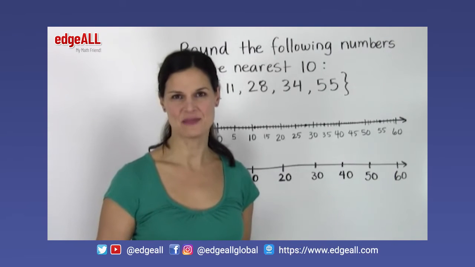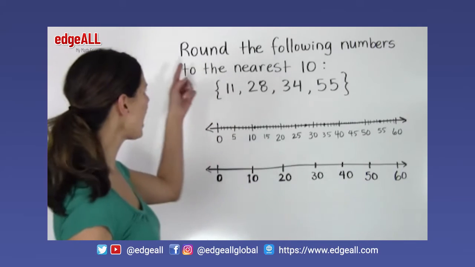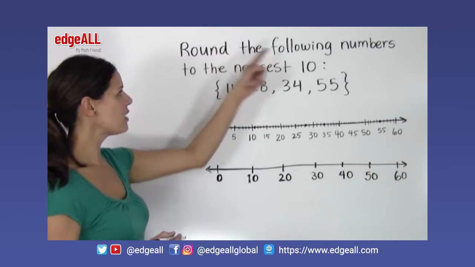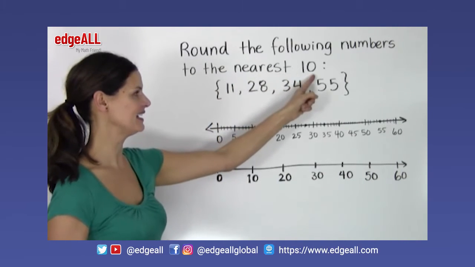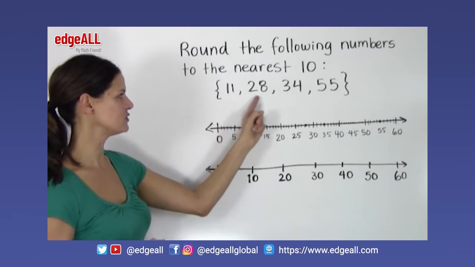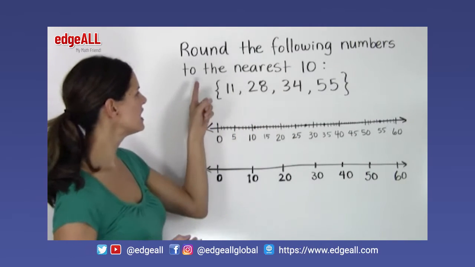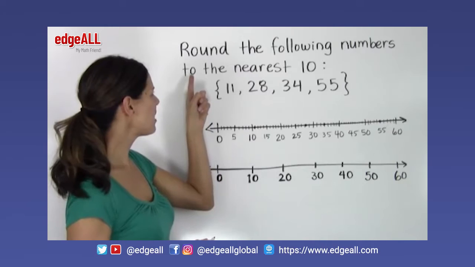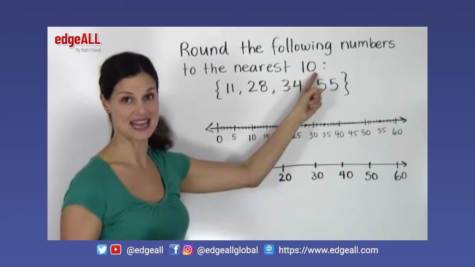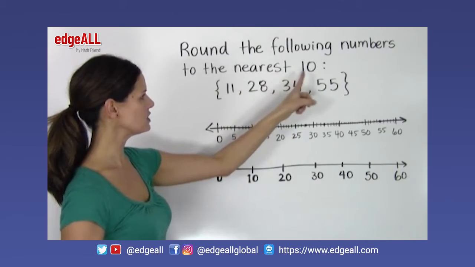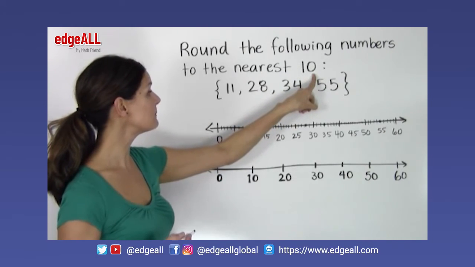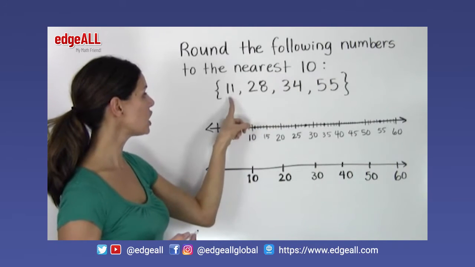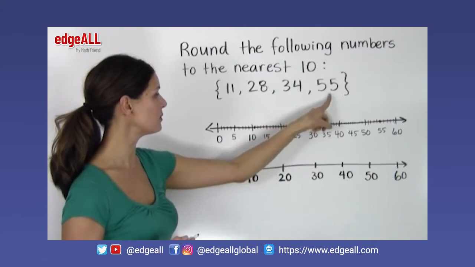When you round a number, you round it to a place value. So the problems look something like this. Round the following numbers to the nearest 10. And then we're given our numbers, 11, 28, 34, and 55. So what does this mean to round to the nearest 10? It means that you are trying to find the multiple of 10 that is closest to each of your numbers.